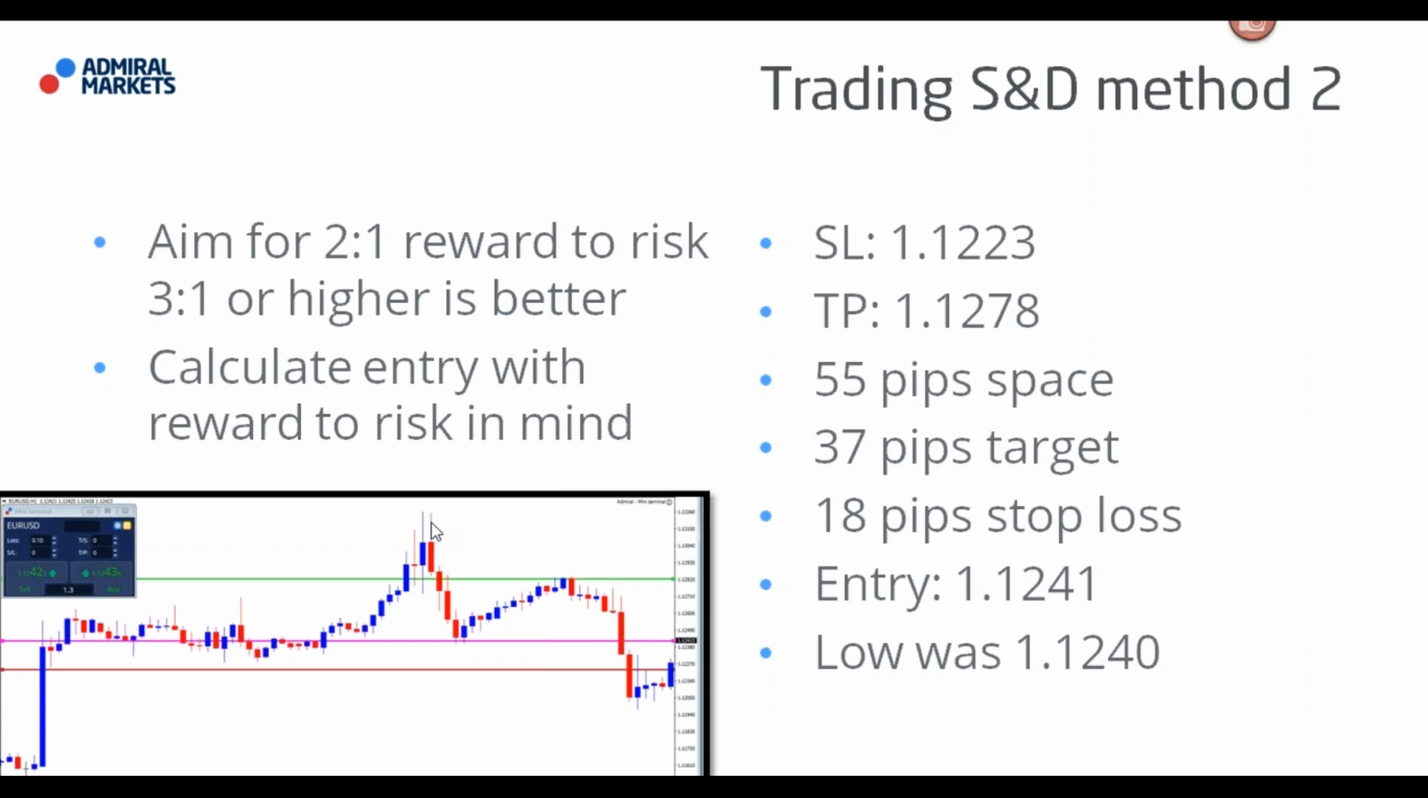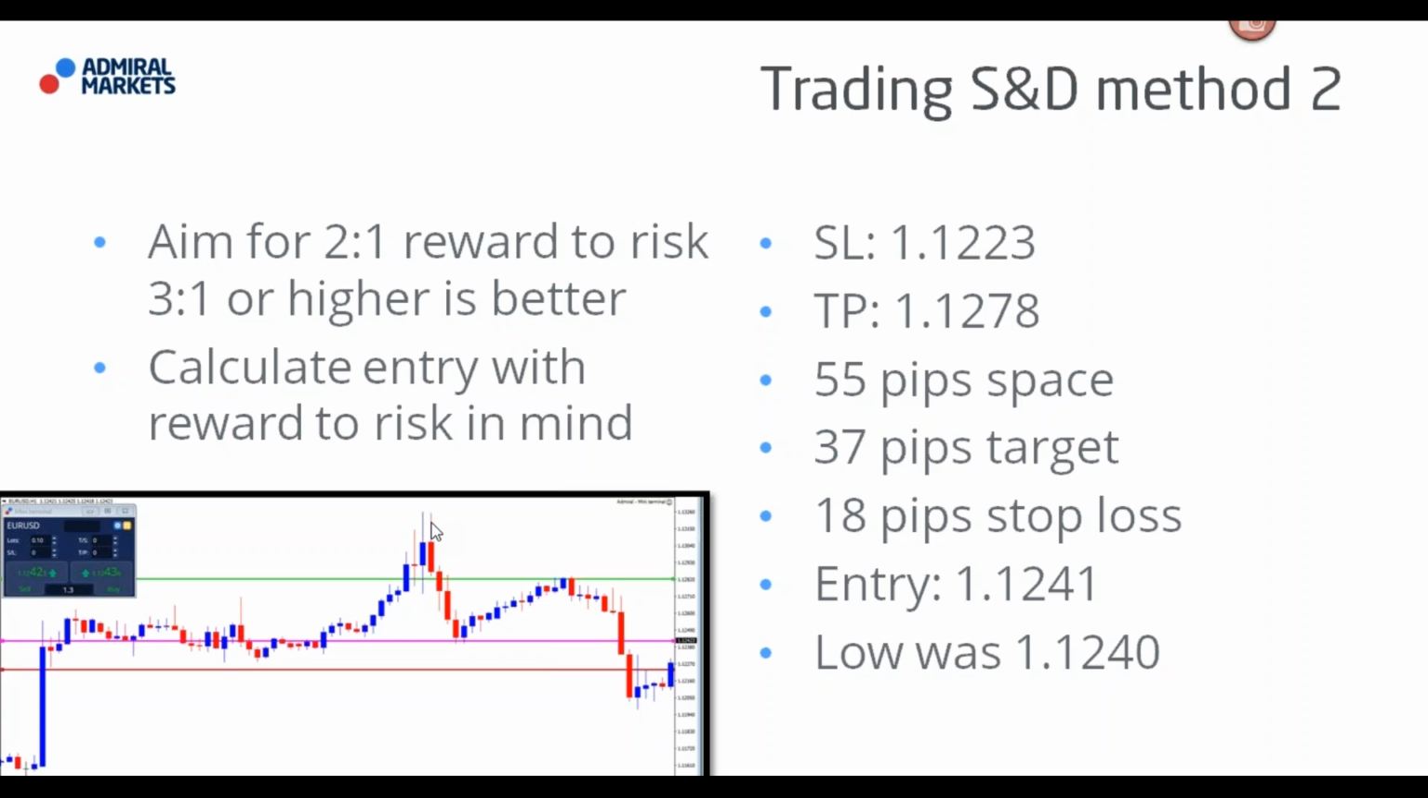Now, when we look at the ratio of 2 to 1, that's 3 units. So we can divide 55 pips by 3. That's roughly 18, a bit more, 18.3, but roughly 18. That means 1 unit of risk is 18 pips, and 2 units of reward is 2 times 18, which is 36, or 37 if we round it up for the target. So our target is 37 pips, and our stop loss is 18 pips.